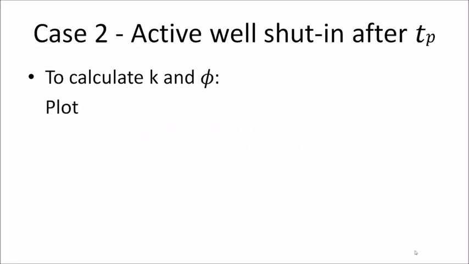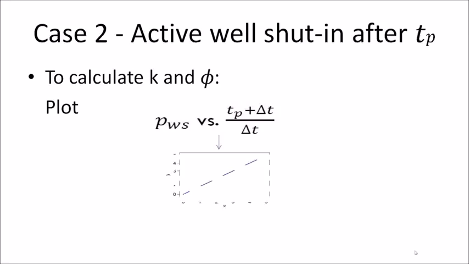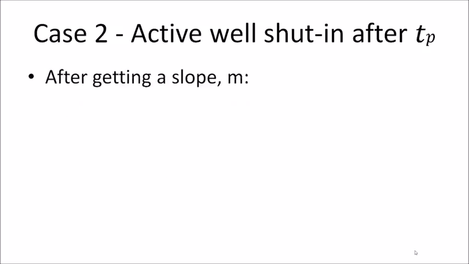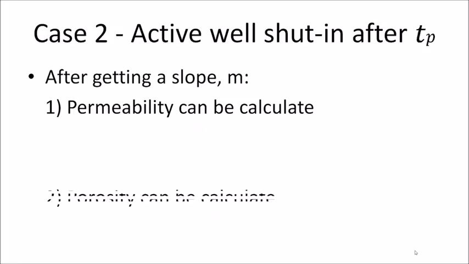To calculate permeability and porosity, first we must plot pressure versus Tp plus delta T over delta T. And then, from this plotting, it will yield a straight line, where from this straight line, we can get a slope. From the slope, we can calculate permeability and porosity.